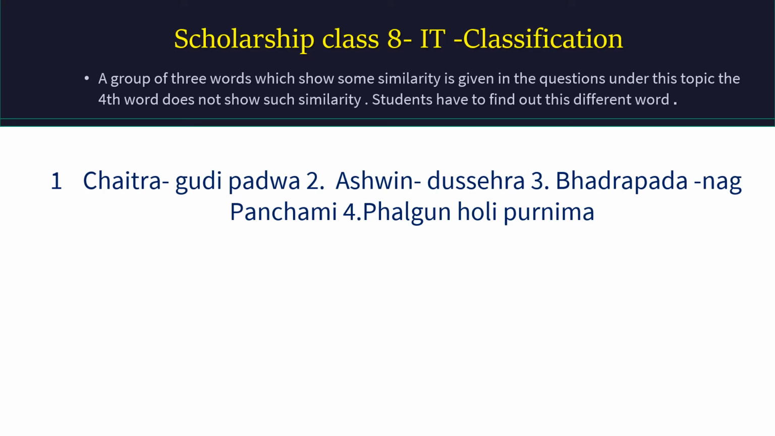Chaitra, Gudi Padwa. Ashwin, Dasera. Bhadrapada, Nag Panchami. Falgun, Holi Purnima. So here you have two parts, month and festival, according to our national calendar, and they are the alternatives. You are asked to find out which pair is wrong, and I don't expect that you will get a ready-made answer. This is a sample, and this question came again in 2018 in the question paper, where you need to have this kind of knowledge, like what the different months are and what the festivals in each month are, whether it is matching or not.